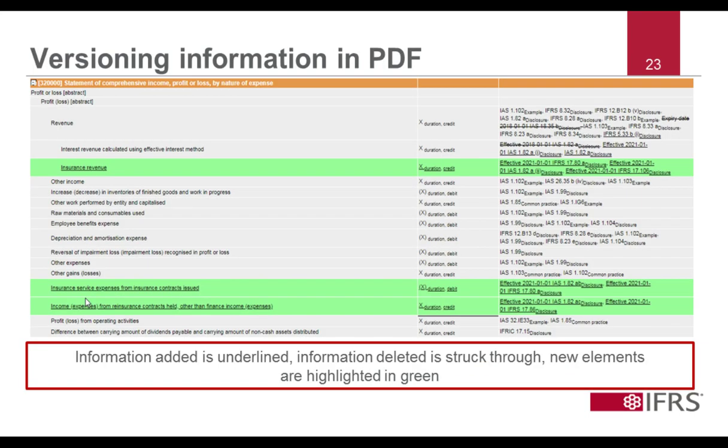Now, on the next slide, you will see the versioning information. Versioning information is quite helpful for understanding the changes between two IFRS taxonomy versions. The editorial changes are provided in a similar way to track changes in a Word document. That is, when an element is added, it is underlined, and when it is removed, it is struck through. Also, to highlight the changes, we are using different colors for the elements that are added and removed.